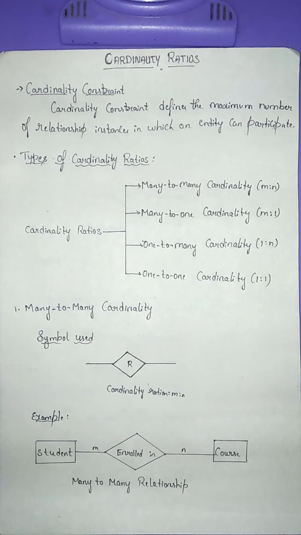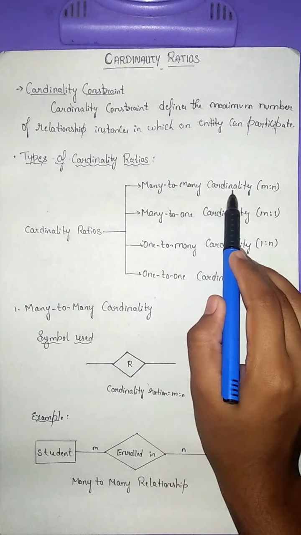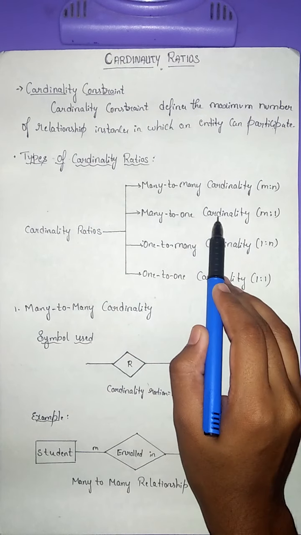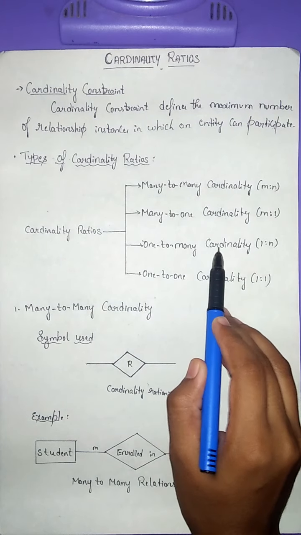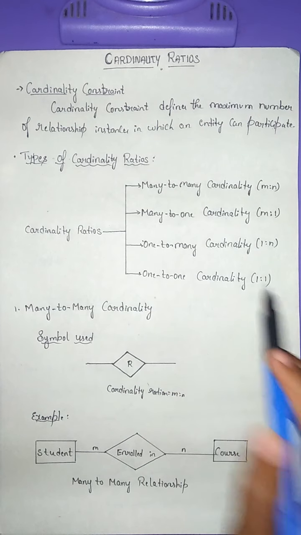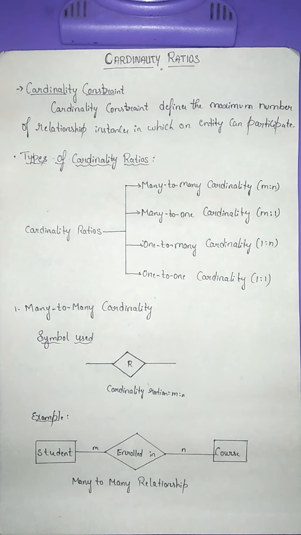There are mainly four types of cardinality: many to many cardinality, many to one cardinality, one to many cardinality, and one to one cardinality. Let us go through them one by one. Initially, many to many cardinality.